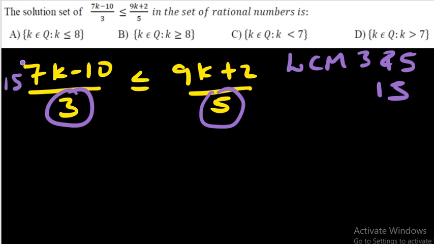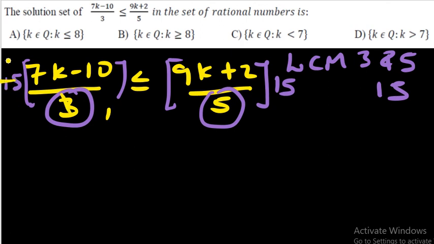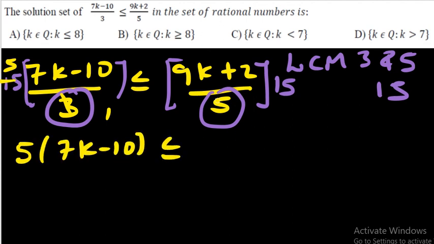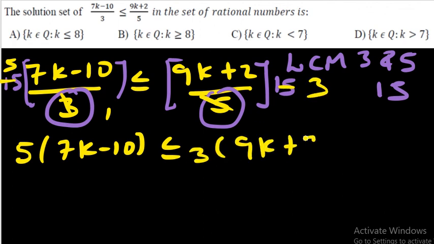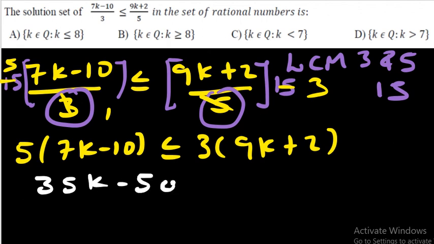When you multiply this one by 15, and the right-hand side also by 15, what will happen? Let us see. This by 3 gives 1, and by 3, 5 remains. So 5 in bracket 7k minus 10 is less than or equal to, again here by 5 gives 1 and by 5, 3 remains, so 3 in bracket 9k plus 2. Therefore, let us remove the brackets: 35k minus 50 is less than or equal to 27k plus 6.